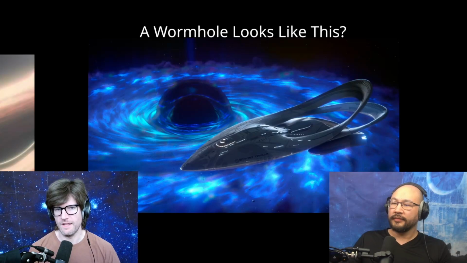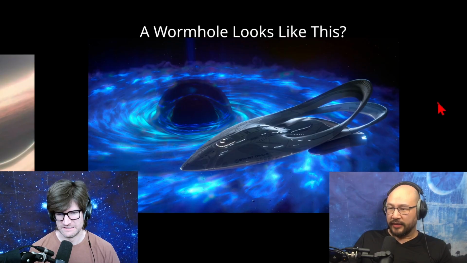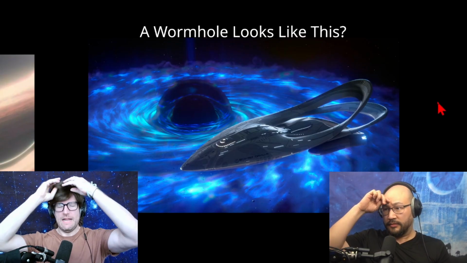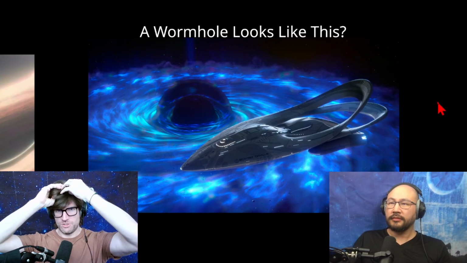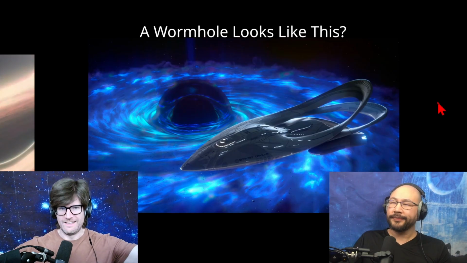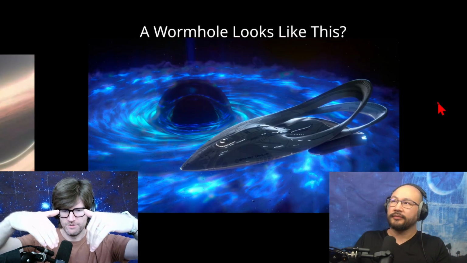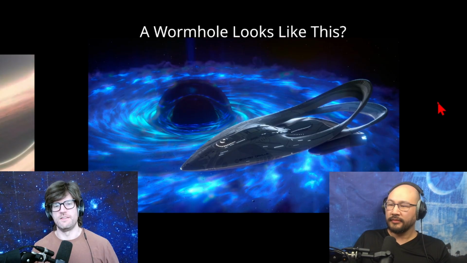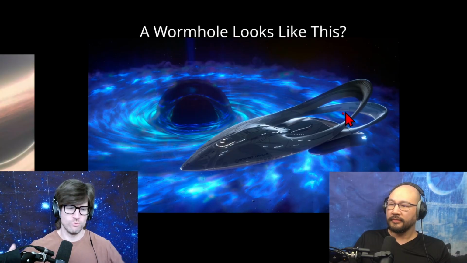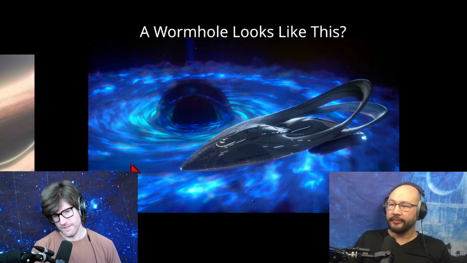I think this looks like a black hole, not a wormhole. I mean, it's black in the middle. What's the difference? So a black hole is like a collapsed star where gravity goes insane near the singularity, and you get this accretion disk with X-rays and craziness. I think it looks like this.